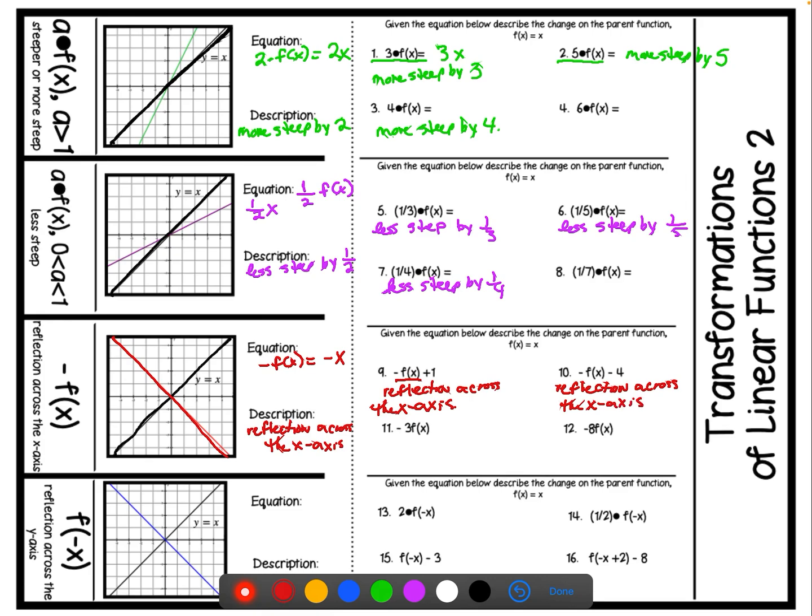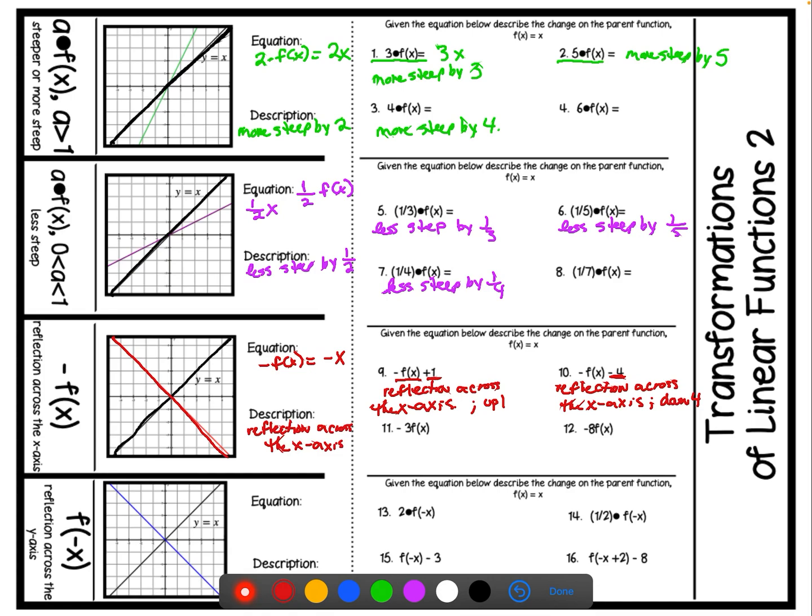Remember in number 9, we're going up 1. In number 10, we're going down 4. Where does that come from? The -4 right here and the +1 here. So we had a combination of things happening here.